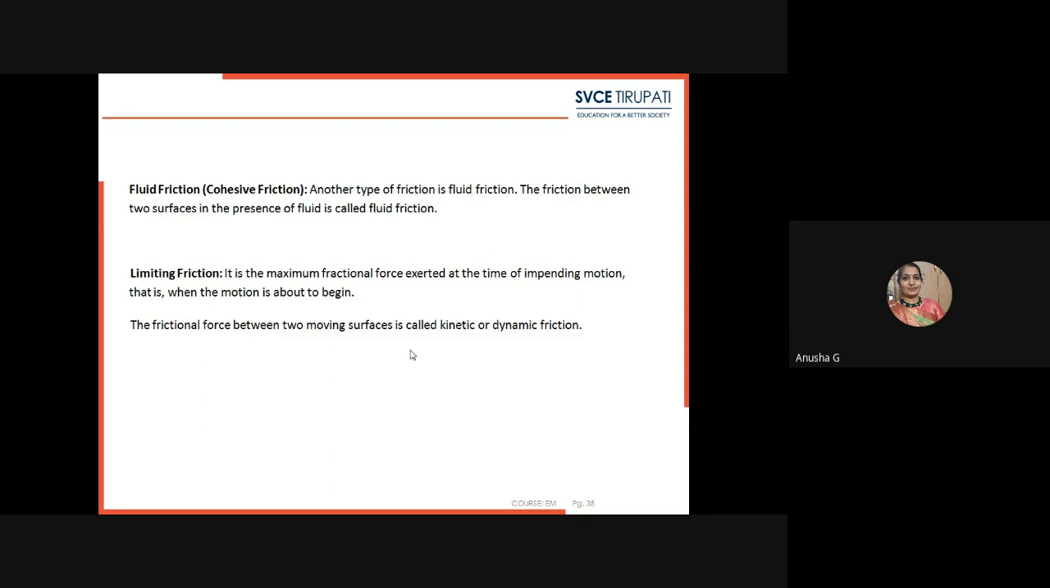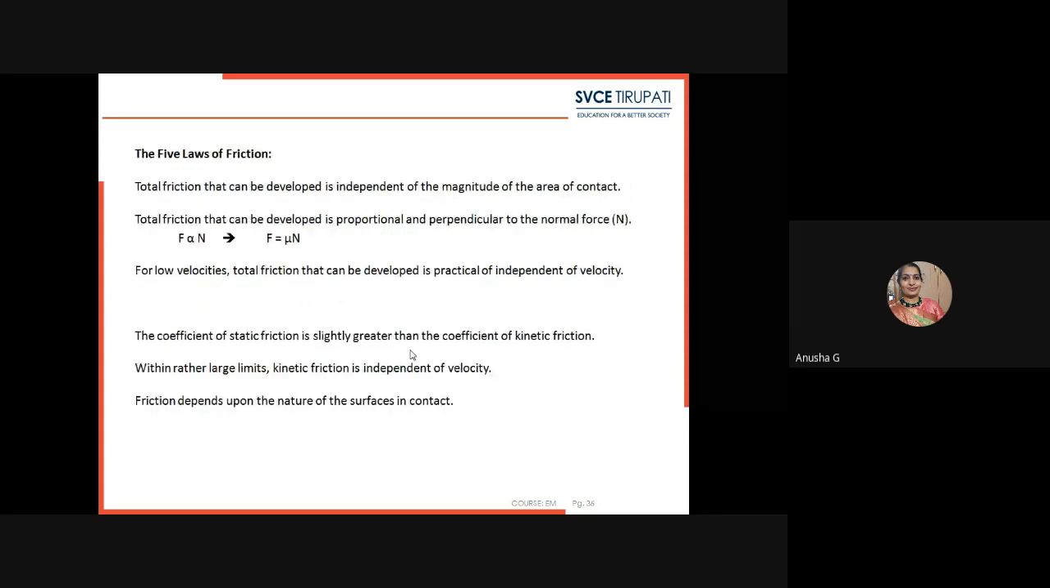Next we will see about the limiting friction. It is the maximum frictional force exerted at the time of impending motion, when the body is about to begin, ready to start to move, is known as the limiting friction. The frictional force between the two surfaces is called kinetic and dynamic friction. What is meant by dynamic? Dynamic is nothing but when the body is in a state of moving position or in a state of motion, then it is called dynamic. What is meant by static here? Same. Whatever body is in a constant rest, that condition, whatever motion we are applying, is known as the static friction.